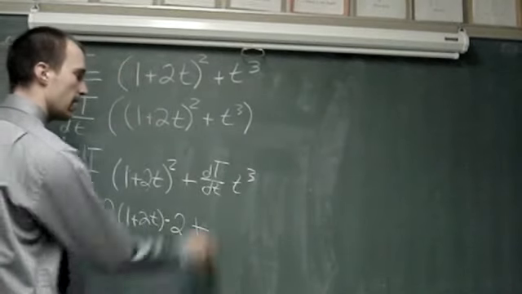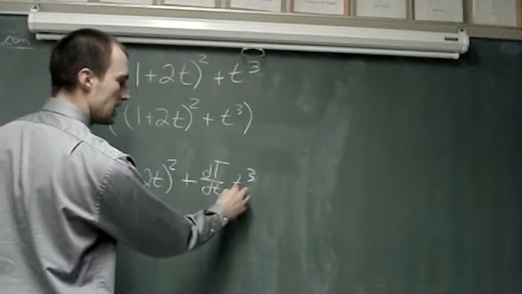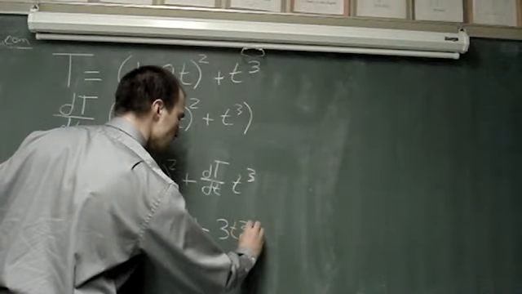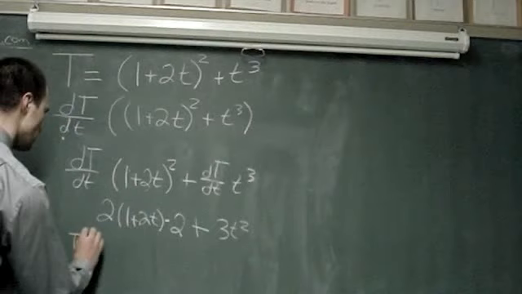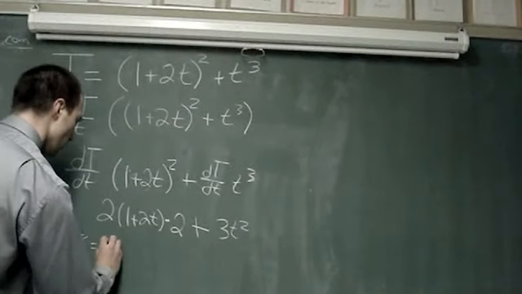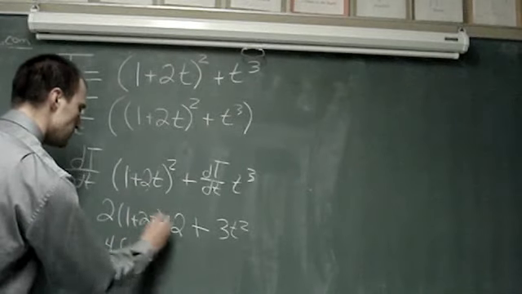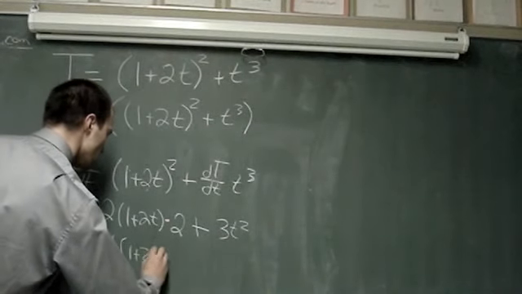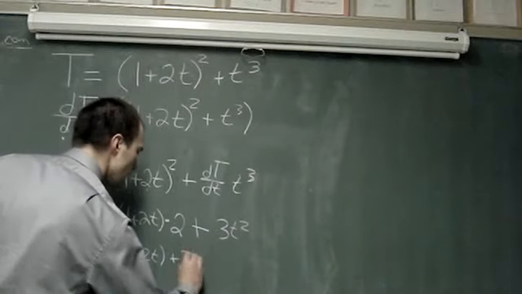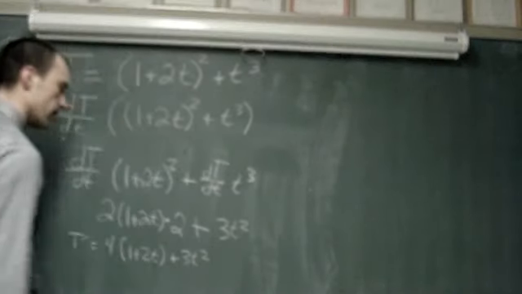We're going to add on to that the derivative with respect to t of t cubed, which is 3t squared, giving us a first derivative, T prime, that is 2 times 2, which is 4, times the quantity 1 plus 2t, plus 3t squared.